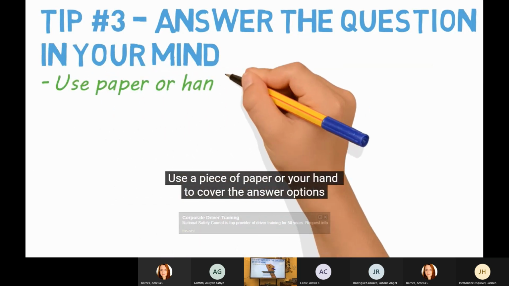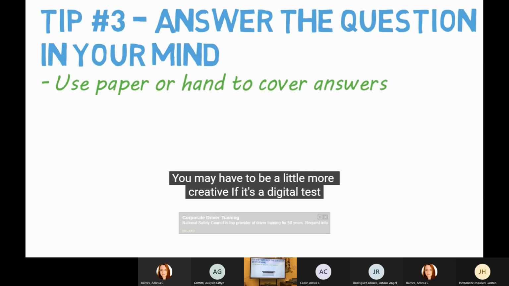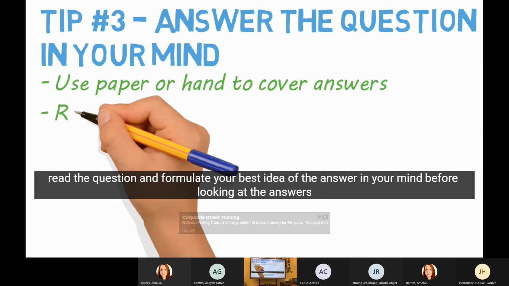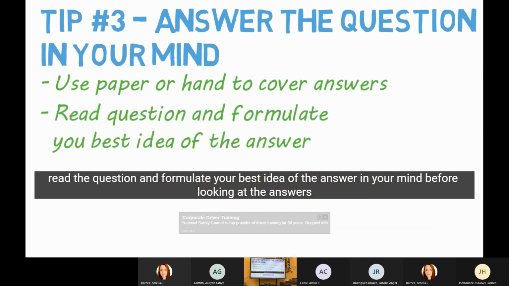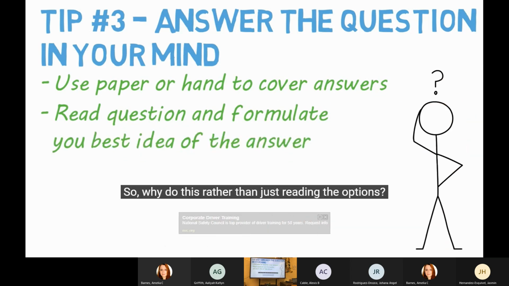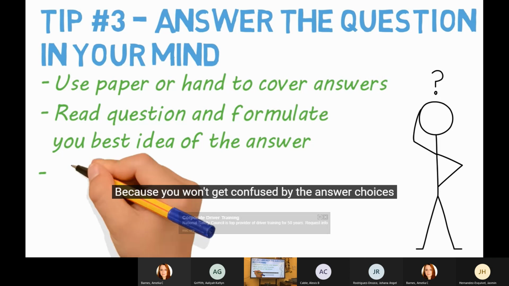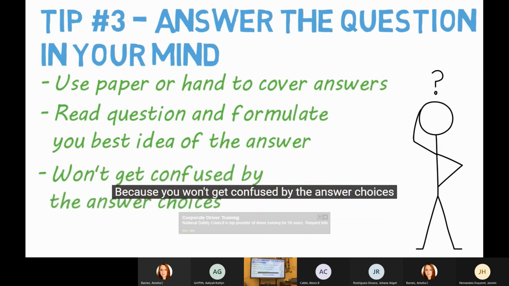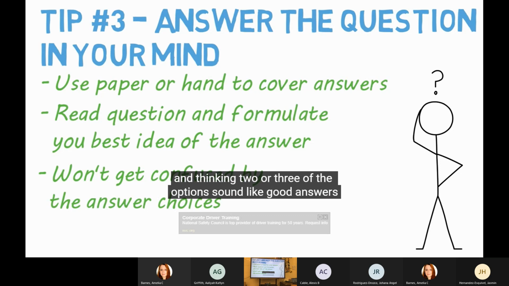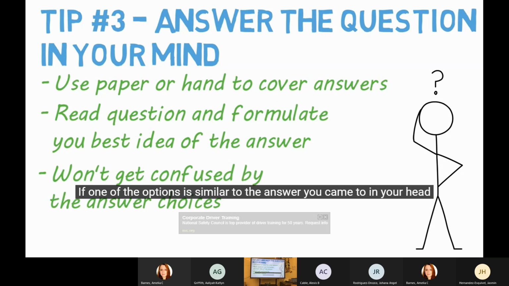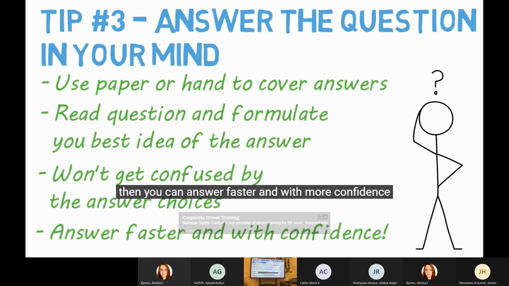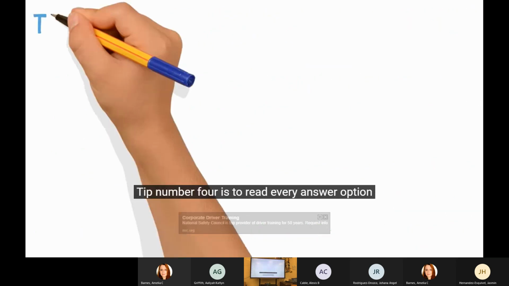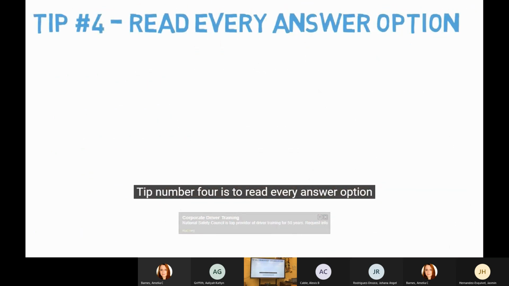Use a piece of paper or your hand to cover the answer options. You may have to get a little more creative if it's a digital test. Then, with the answers covered, read the question and formulate your best idea of the answer in your mind before looking at the answers. So why do this rather than just reading the options? Because you won't get confused by the answer choices and thinking 2 or 3 of the options sound like good answers. If one of the options is similar to the answer you came to in your head, then you can answer faster and with more confidence. Try it out.